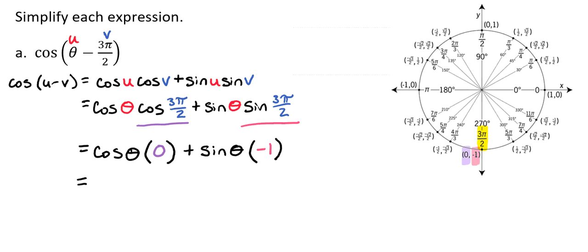Now we need to simplify. The cosine of theta times 0 is just going to be 0, so we don't need to write that down. And the sine of theta times -1 is going to be negative sine of theta. And that's as simple as we can get it. So we've just simplified the cosine of theta minus 3 pi over 2.